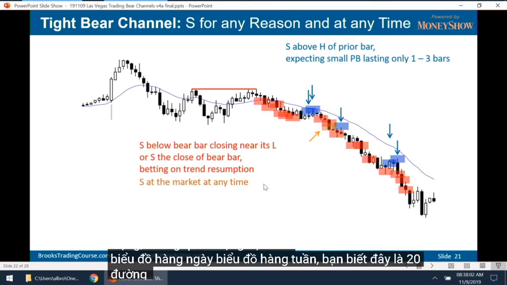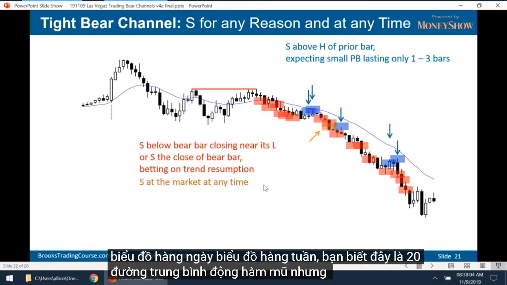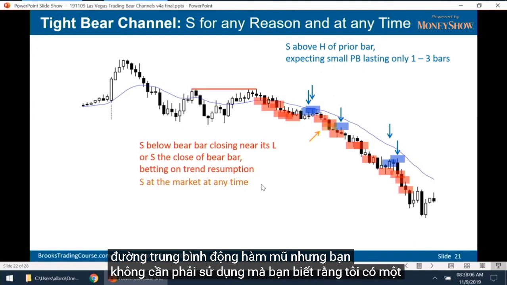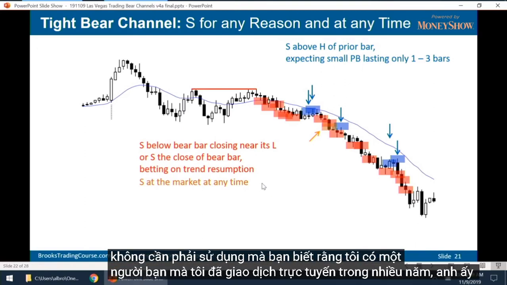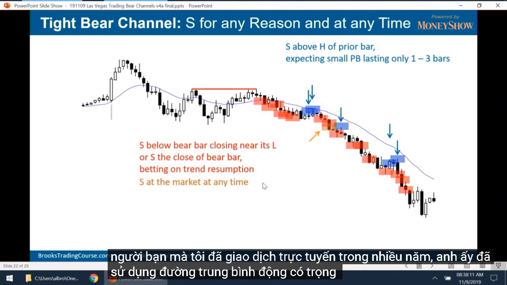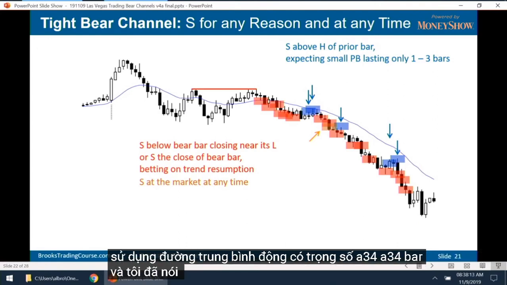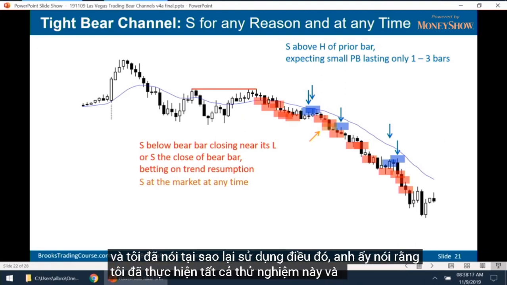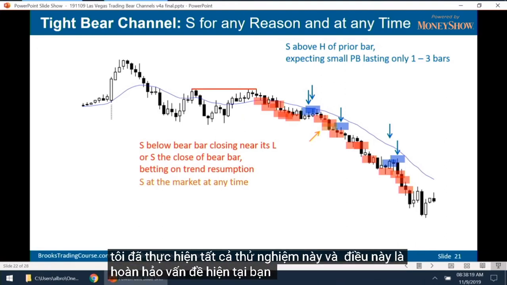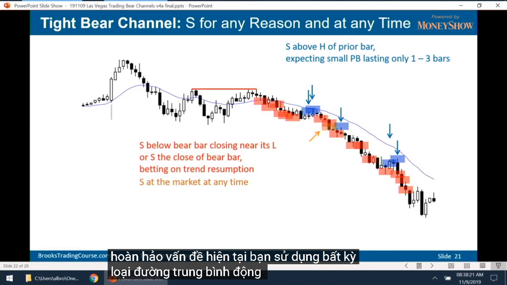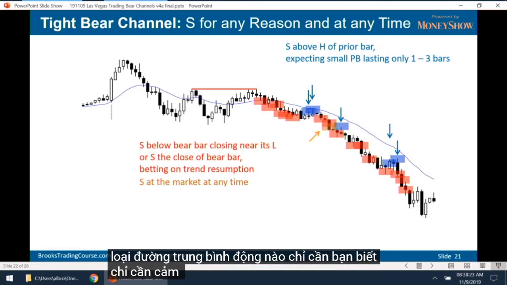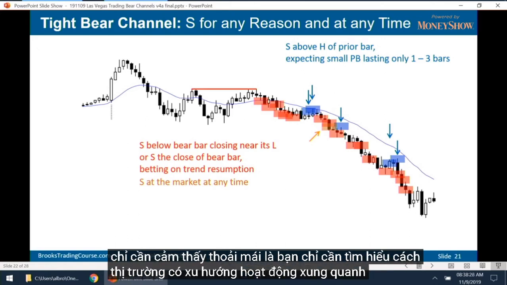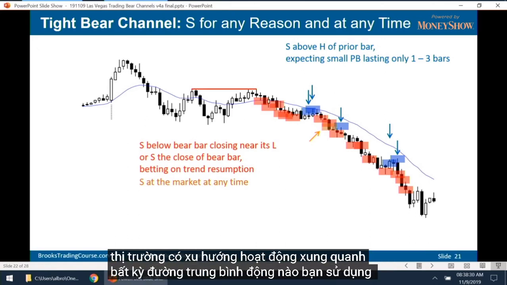This is a 20-bar exponential moving average, but you don't have to use that. I had a friend I traded with online for years. He used a 34-bar weighted moving average, and I said, why are you using that? And he said, I've done all this testing and it's perfect. It doesn't matter. You can use any kind of moving average. Just get comfortable. You just learn how the market tends to behave around whatever moving average you use.